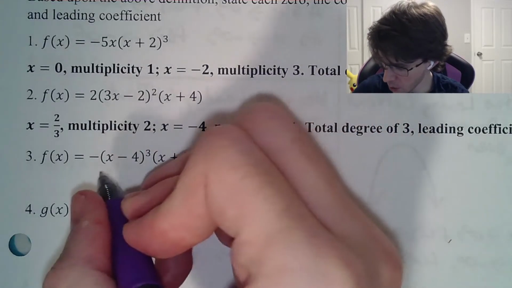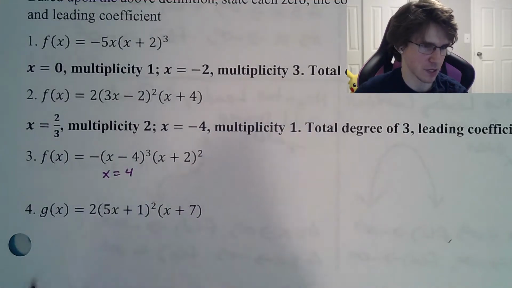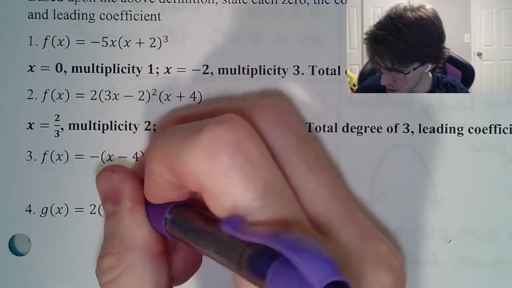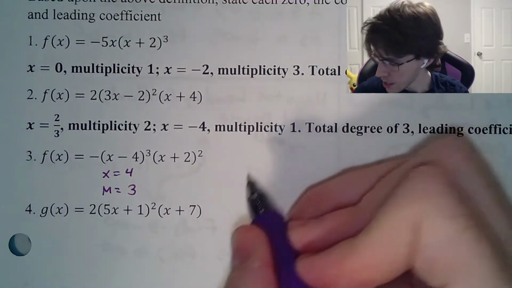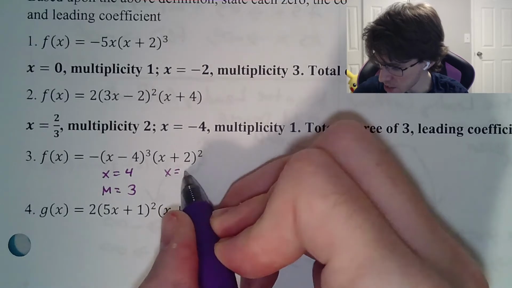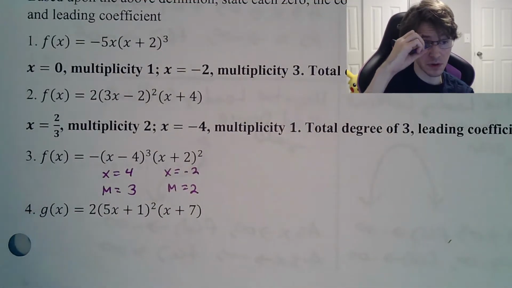So first we have to write all of our zeros. So we have x is equal to 4, because it's the opposite of the sign. The multiplicity of that zero is equal to 3 because the exponent is 3. Likewise, on this one, I have x is equal to -2, and my multiplicity is equal to 2 because my exponent is a 2.